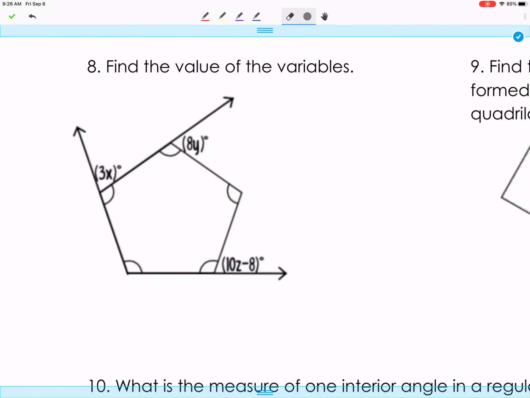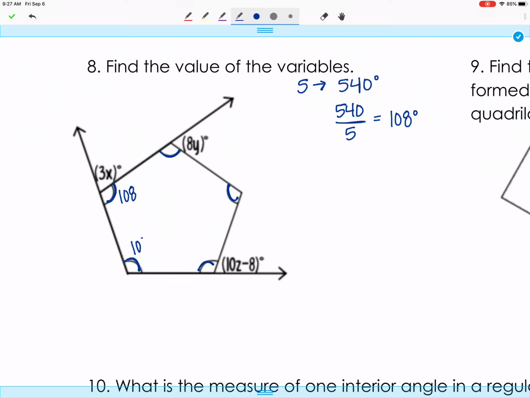All right, so for 8 then, let's look at this one together. So they want you to find the value of the variables, and we've got 3 different sets of variables. All right, notice on the inside, we see markings that indicate all of the angles are congruent. So this would be a regular shape. It's a 5-sided figure, so my total is 540 degrees. 5 minus 2 times 180. If we take that 540 and we divide it evenly by 5, then each angle is 108. So 108, 108, all the way around.